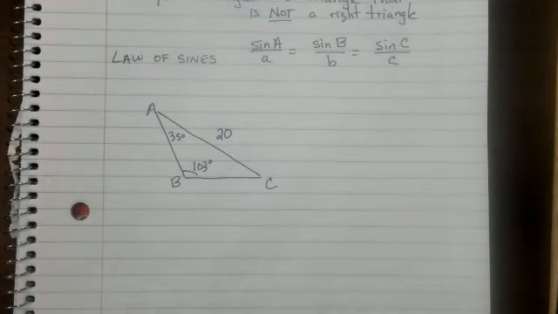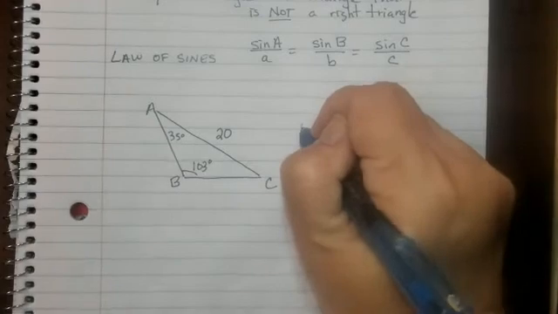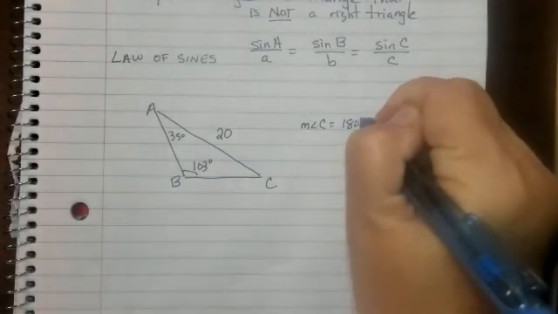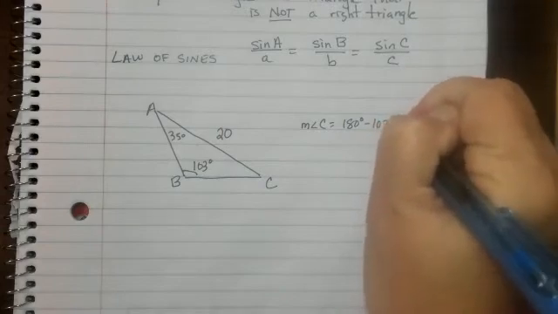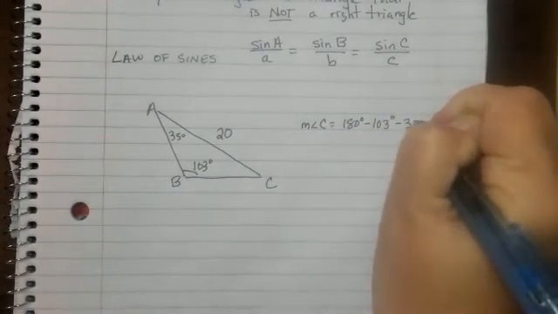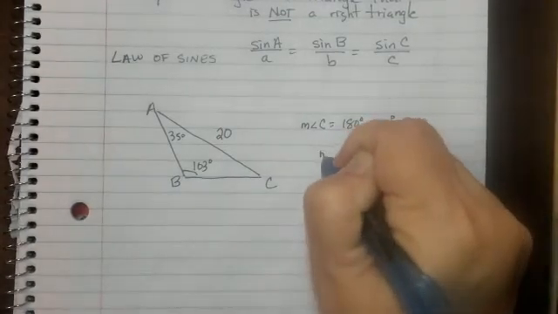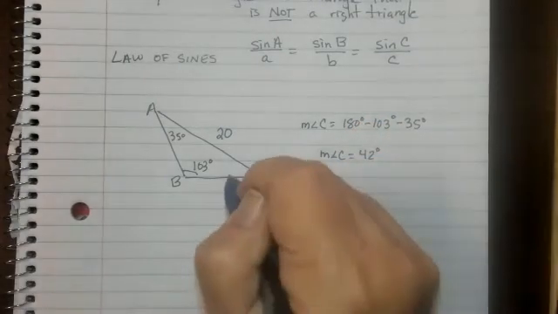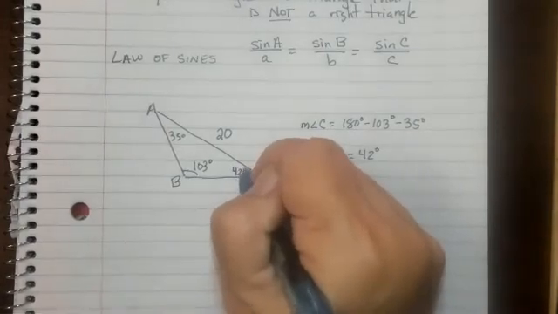So the triangle sum theorem is still going to be true. All triangles add up to 180 degrees, whether they're right triangles or not. So to find the measure of angle C, we're going to take 180 degrees. We're going to subtract 103 degrees and subtract 35 degrees. So our measure of angle C is equal to 42 degrees. And then I'm going to go ahead and put that on my diagram.